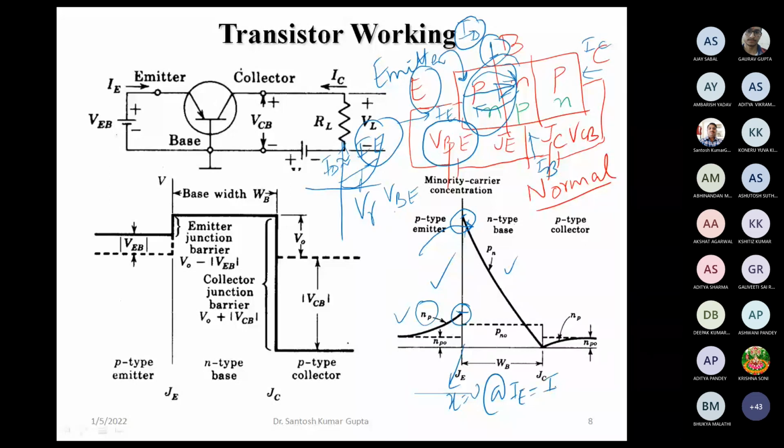Suppose the hole current component is represented by IPE, and that of electron is represented by INE. Then these two current components added together at x equal to 0, we can represent the values of these to be at x equal to 0, okay, like this, and these together give the current IE or ID.